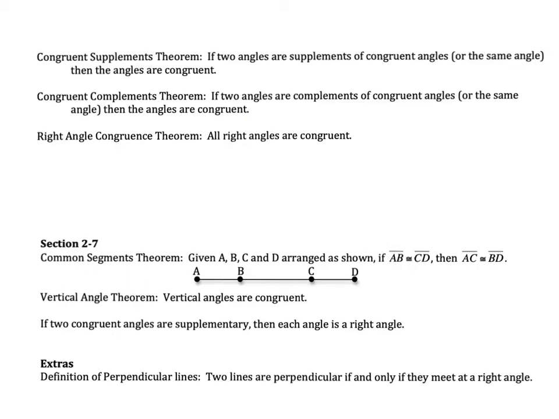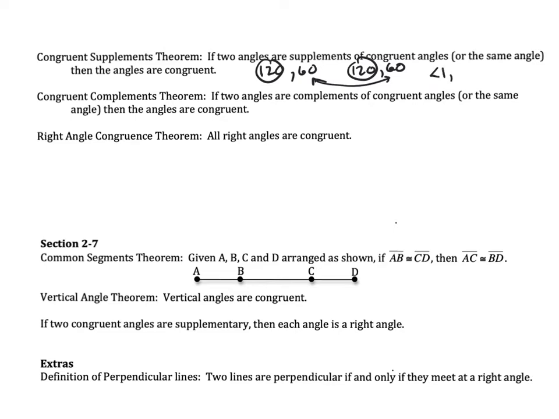This is the last page, though. Congruent supplements theorem is not one we use very often, but basically it says that if two angles are supplements of congruent angles, so imagine, let me put a number in here. If I had 120 and 60, 120 and 60, do you see how 120 and 120 are supplements of angles that are both 60?